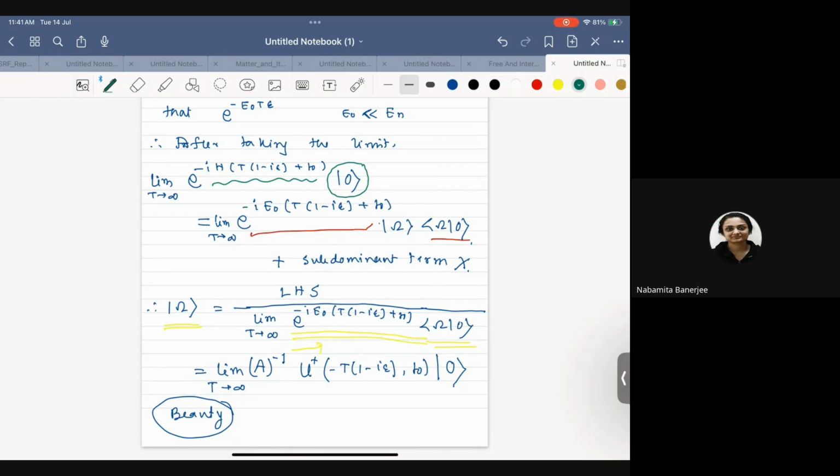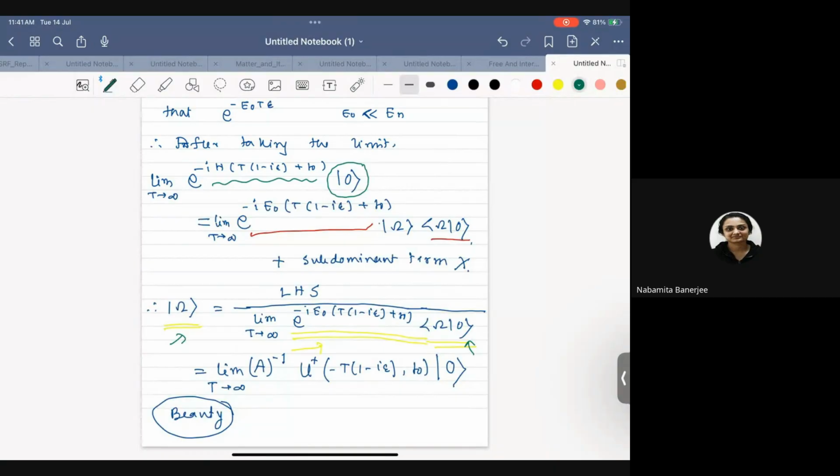So maybe, if I can understand, because the voice was being disturbed, you are asking that in the definition of omega, I already have omega, right? No, I am asking that if we are taking the inner product of omega and zero, then the denominator will blow up, right?